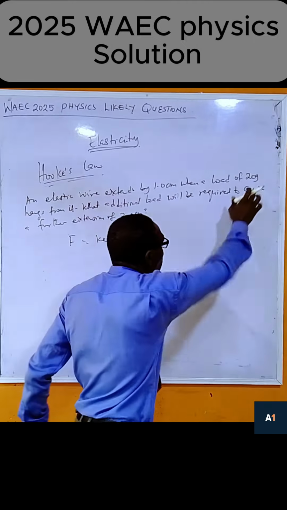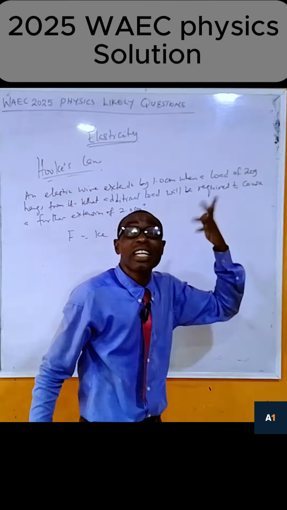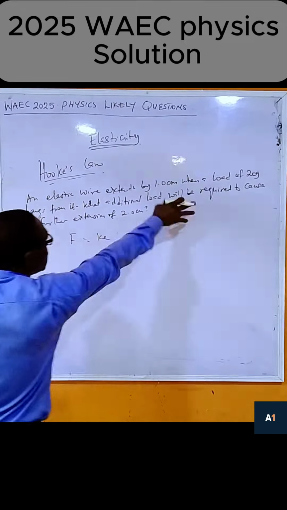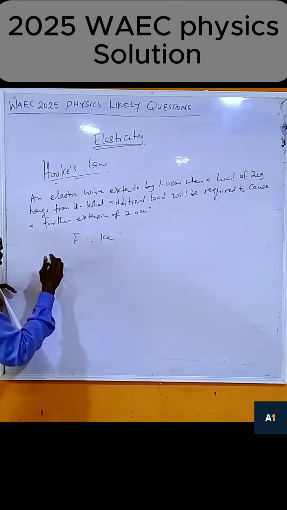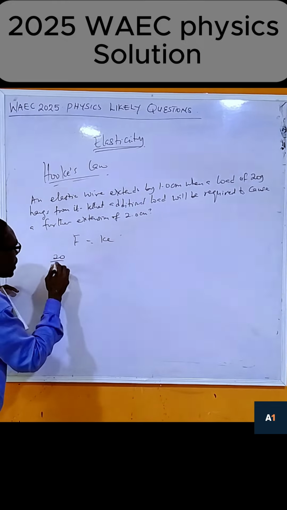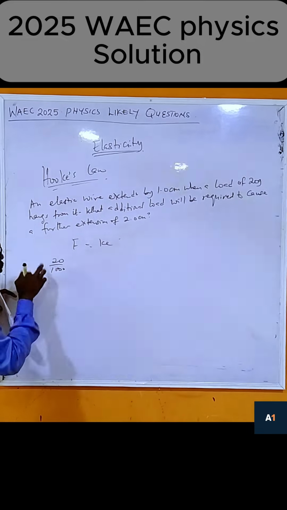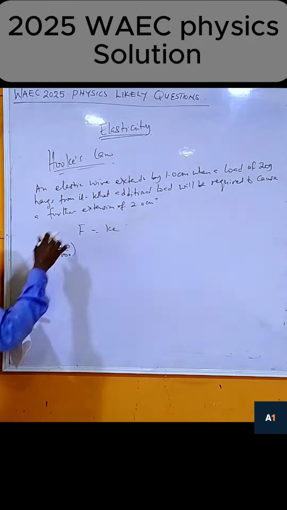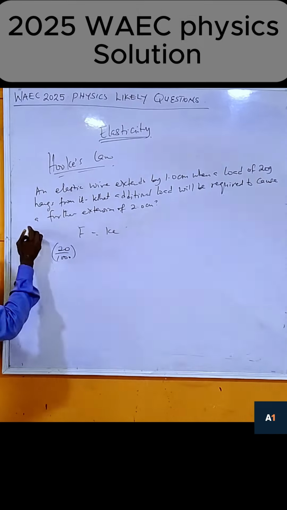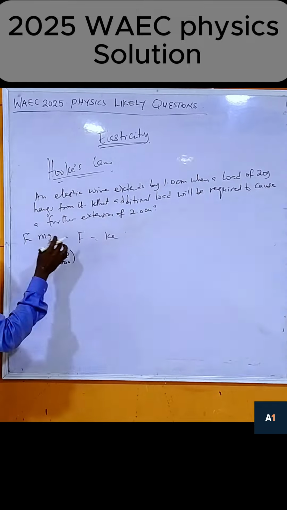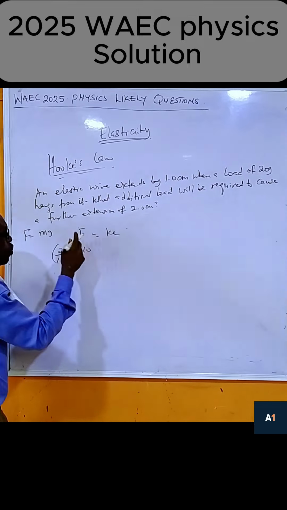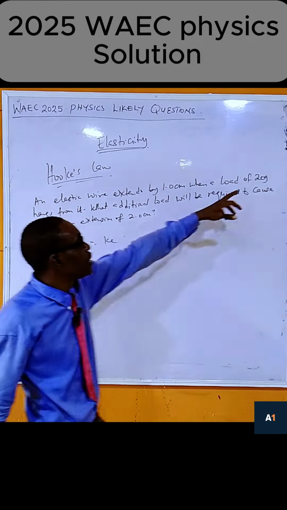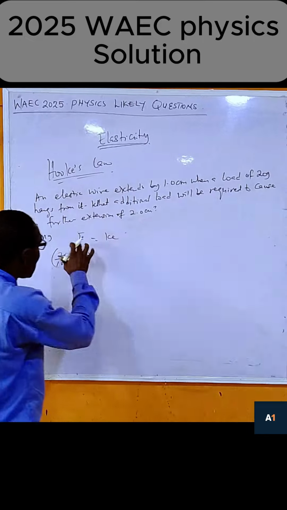So we convert this one. Remember that it is not in kilogram, it is in gram. You need to convert it from gram to kilogram, meaning that we divide by 1,000. So we say 20 divided by 1,000 to convert to kilogram. Then force is equal to mg, g is 10, so multiply by 10. So you have converted the mass to force. You want to acclimatize with this formula.